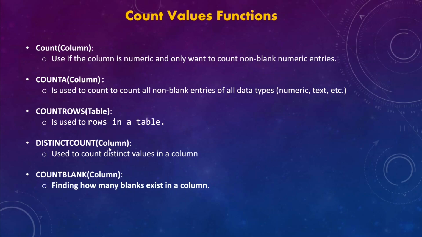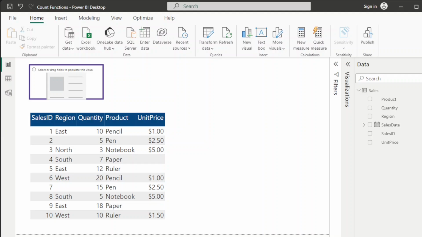Distinct count function is used to count distinct values in a column. Count blank function will count only the blank values in a column. Let's look at some of the examples. I'm using a sales table with 10 records. In this table I have introduced some blank values in region column and unit price column.